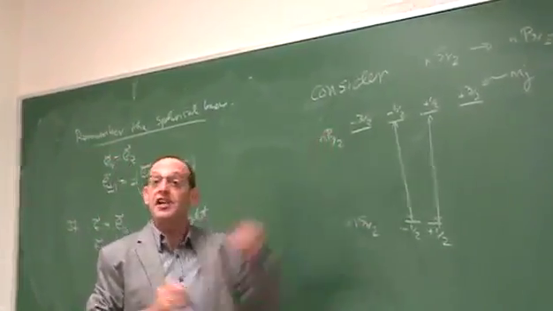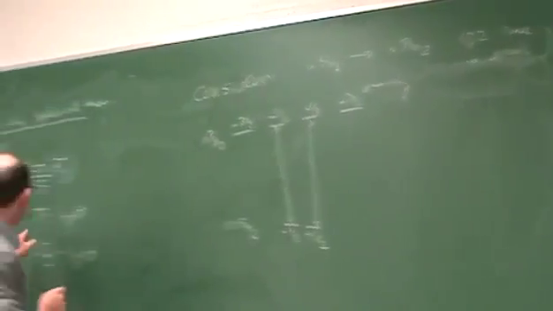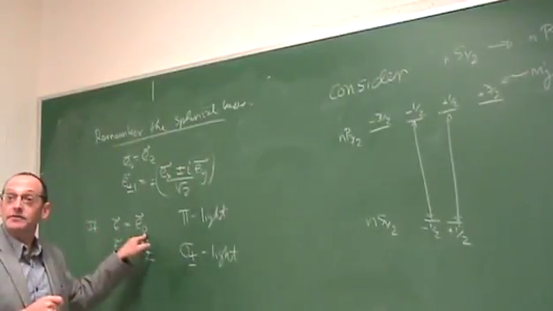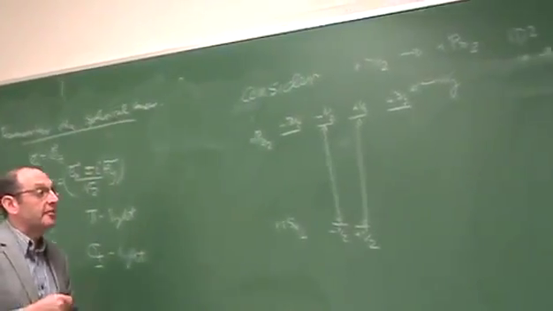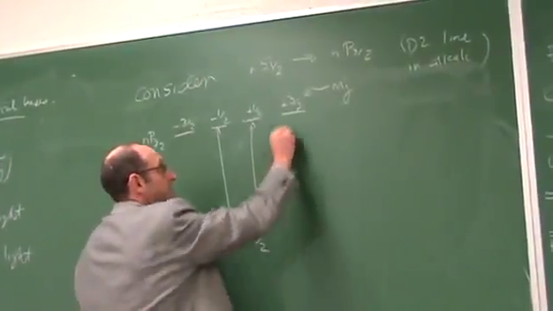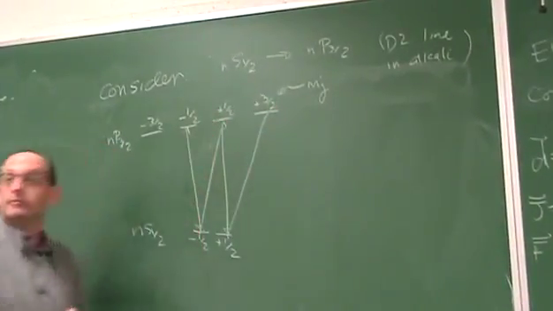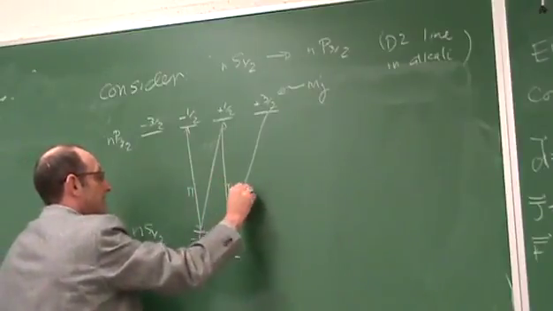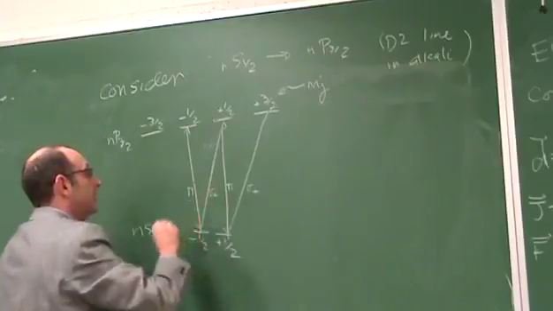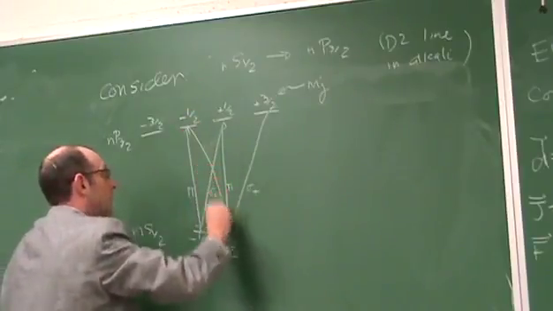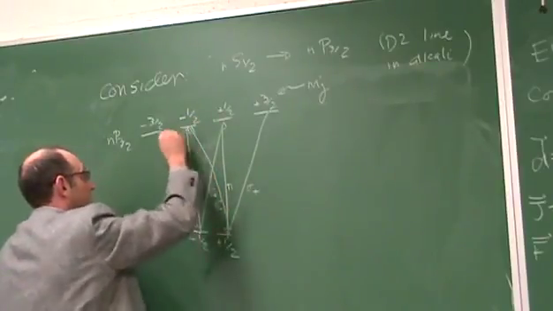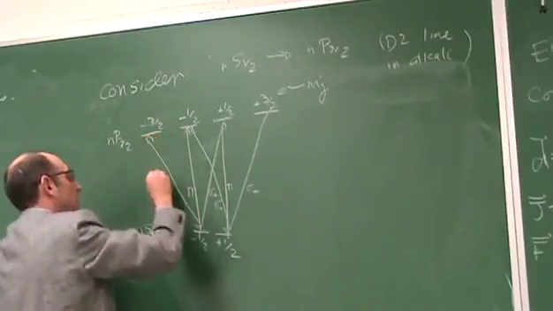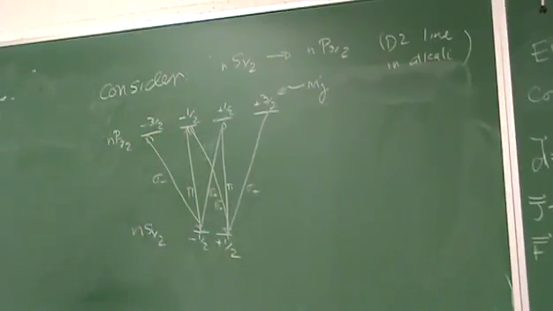So pi light involves M not changing, right? Because in this case, Q equals 0. If I have sigma plus light, well, I change by 1. So this is pi, sigma plus, and then I have sigma minus. Okay, so those are the allowed transitions.